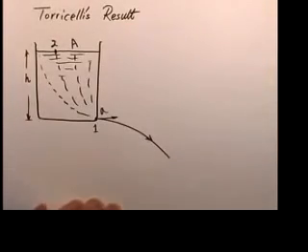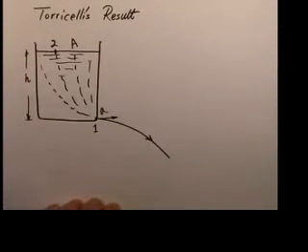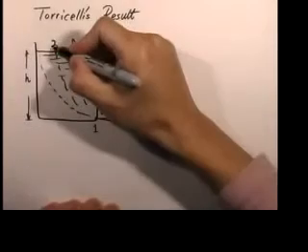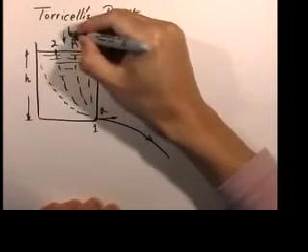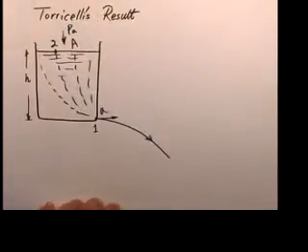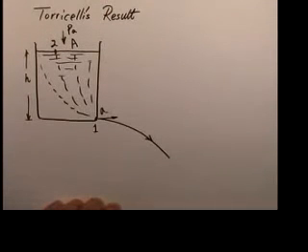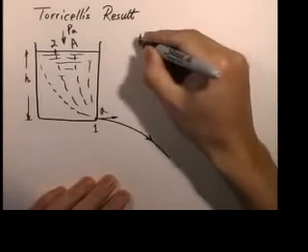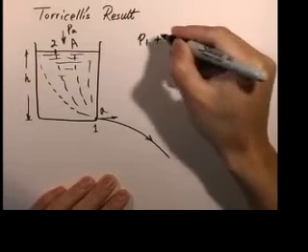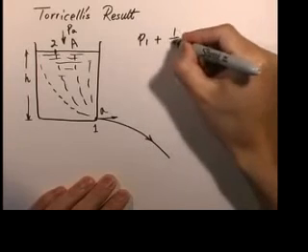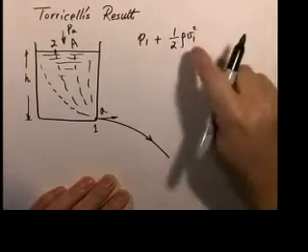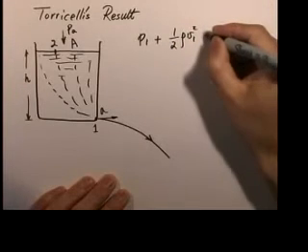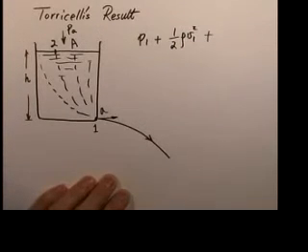What is the pressure at the surface? Well, this surface is exposed to the air, therefore the pressure at that point is just the air pressure outside. We call it PA. Now, let us write down Bernoulli's principle relating point 1 and point 2. For point 1, I have pressure P1, plus 1/2 rho V1 squared. V1 is what we're looking for. Plus rho g y1. Y1 is the height of this point.